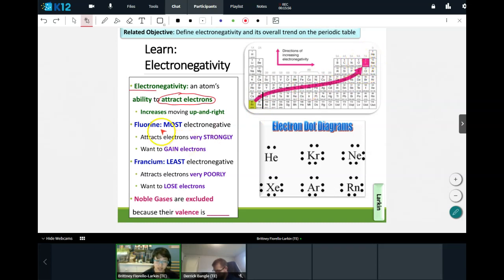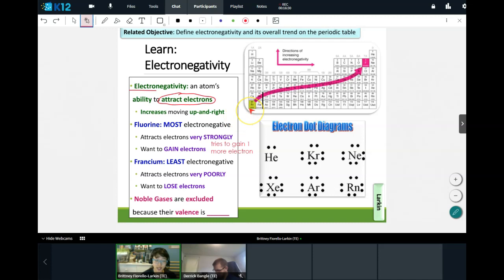Now, what this means is that fluorine, as the most electronegative, is going to attract electrons very, very strongly, and as a result, it wants to gain electrons. We already know this. It's in group 17. It has 7 electrons, and so it just needs one more. So it's going to pretty aggressively try to gain one more electron. Let me write that up here. One more electron. And so again, fluorine is highly, highly reactive.